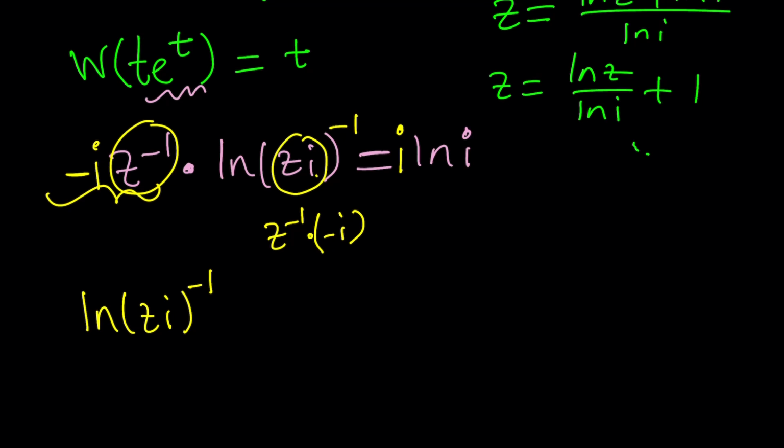And by the way, this is zi to the power -1, because i to the power -1 is 1 over i, which is -i. Okay? Makes sense? Now, what do I have? I have ln zi to the power -1 multiplied by zi to the power -1. Great. It's pretty close. It's not t to the t, but we can turn it this way.